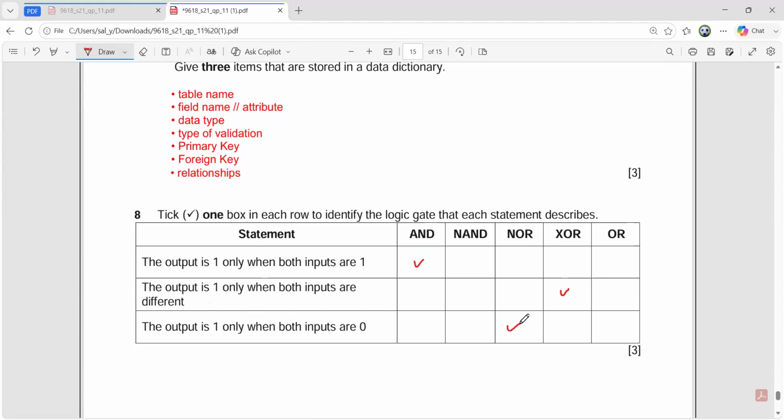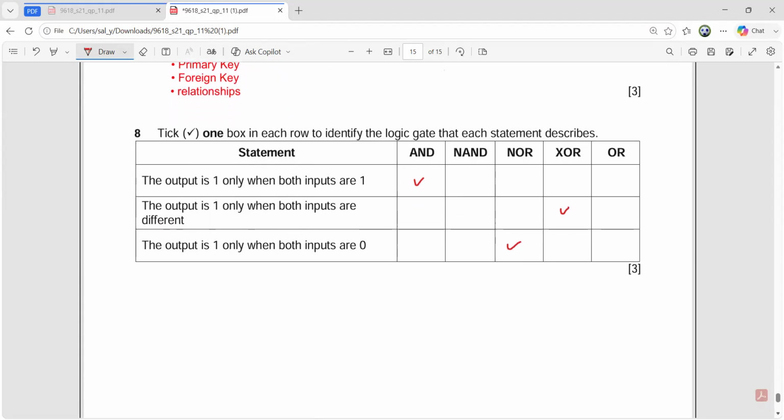For this, again, a suggestion: you better write the truth tables of all the gates so that you are confident about your answer. If you remember, for OR the result is 0, 1, 1, 1. And when you talk about NOR, the answer will be 1, 0, 0, 0. So that is why the output is 1 only when both inputs are 0. That is the answer for NOR. In this manner, done properly, you will be able to score 3 out of 3 here.